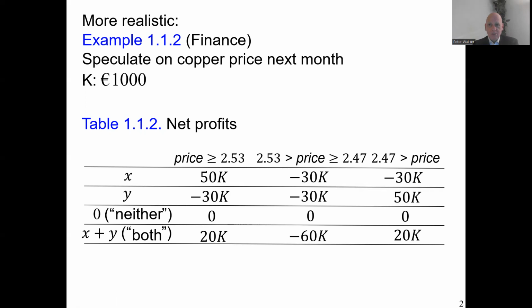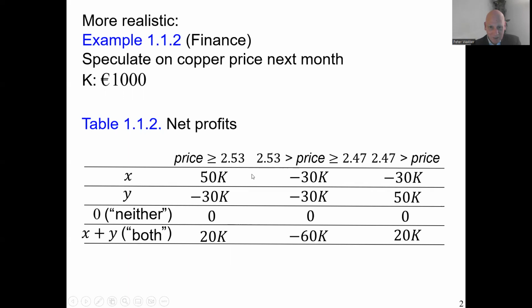But maybe people with finance training know that such a financial position really exists. In the finance market, every assignment of payment to every event is available as a financial position that you can buy or sell. So indeed, such discrete financial positions are conceivable.